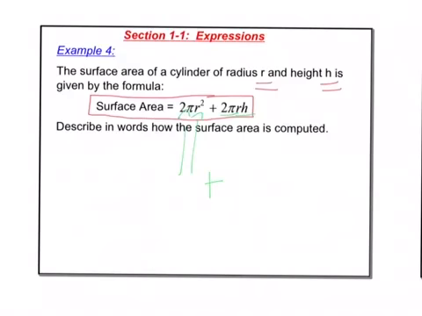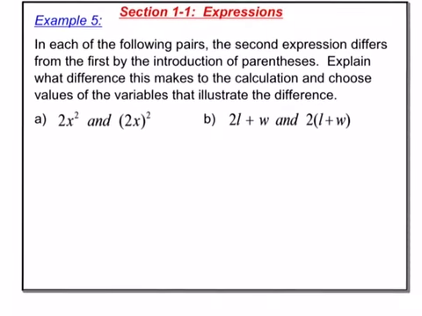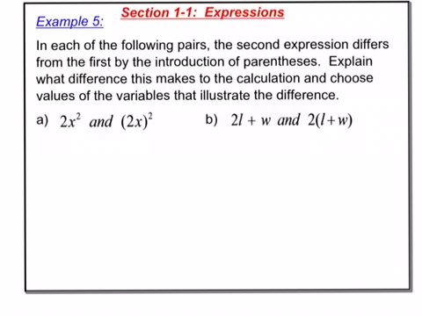Okay, if we look at example 5, it says, and this is another big part of this section, a big part of the homework, in each of the following pairs, the second expression differs from the first by the introduction of parentheses. Explain what difference this makes to the calculation and choose values of the variables that illustrate the difference. So let's take a look at this first one. It says that 2x squared, and then the quantity 2x squared. So the difference is, in this problem right here, the 2 is also affected by the squared.